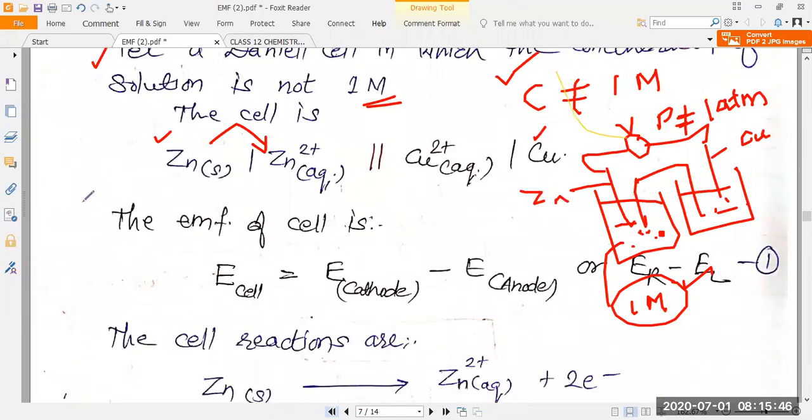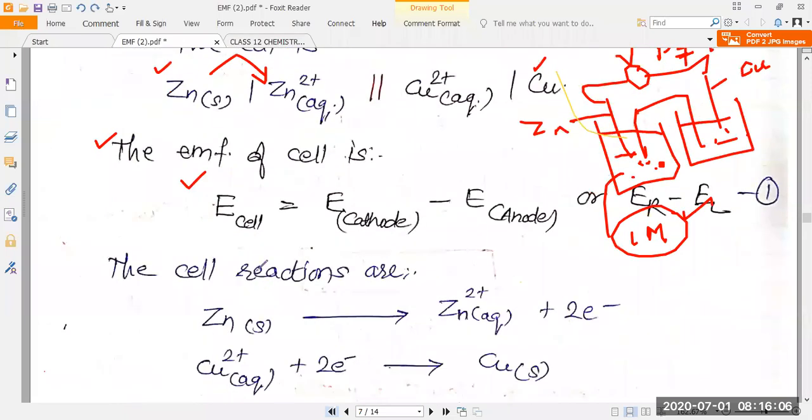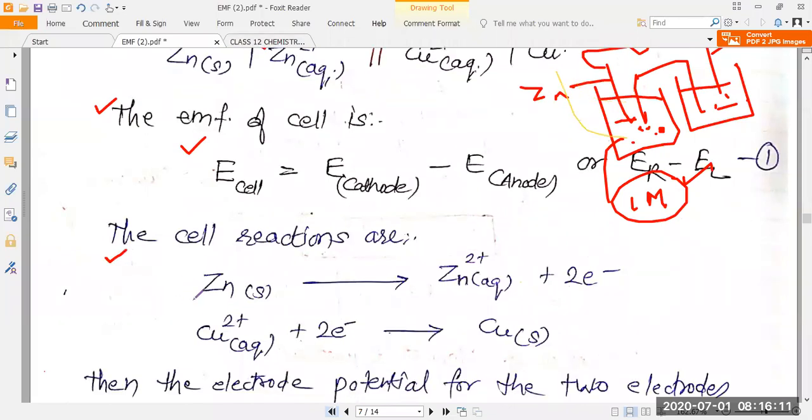Then the EMF of the cell can be found: E cell, the cell potential, equals E cathode, the electrode potential at the cathode side, minus the electrode potential at the anode side. Then we get E cell. Then the cell reactions can be written in this form. This is the cell reaction, you know very well. Zinc donates 2 electrons and converts into Zn2+. These are the 2 electrons, and this is the copper ion of the copper sulfate solution.